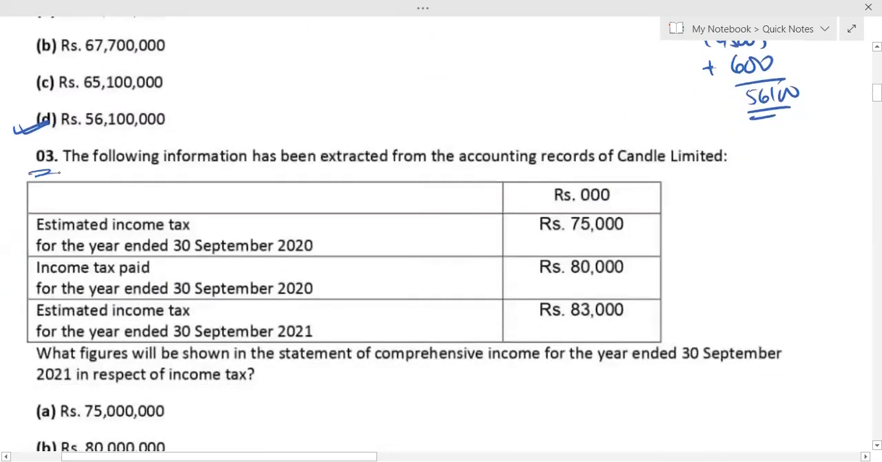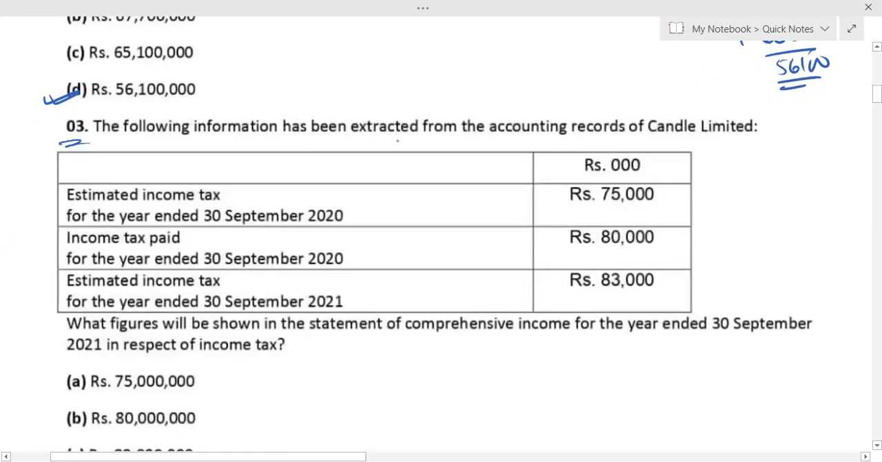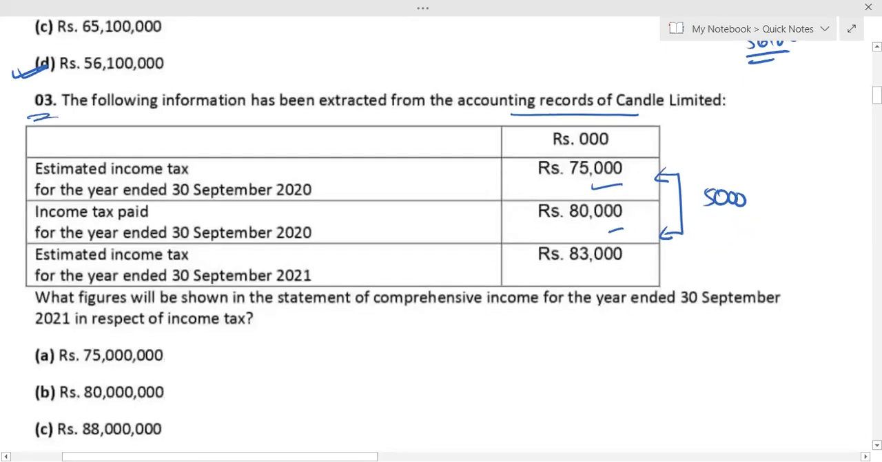Okay, this question we did previously as well. The following information has been extracted from the accounting records of Kendall Limited. Estimated income tax relating to 2020 is 75,000. Income tax paid, actual payment, is 80,000. It means there is an under provision of 5,000. If the previous year's income tax estimate is less but the actual payment is more, then it represents under provision. Under provision increases your current year income tax expense without having any impact on your current year liability.